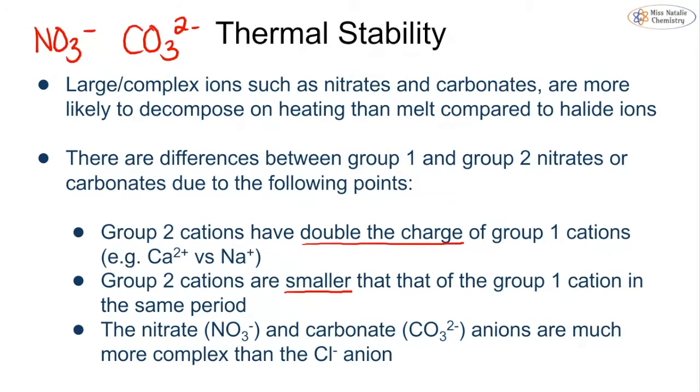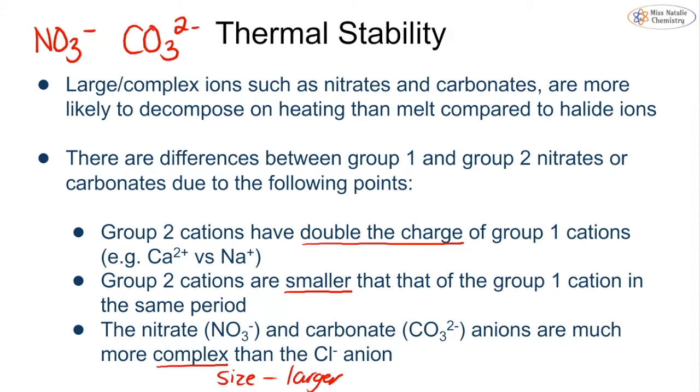If we compare our chloride anion to our nitrate and our carbonate, we're looking more at the complexity and also the size. These are going to be much larger than your simple chloride ion. Nitrates and carbonates are both made up of at least 4 atoms, all with their own individual electron shells, giving you an overall compound, whereas chloride anions are just one simple anion.